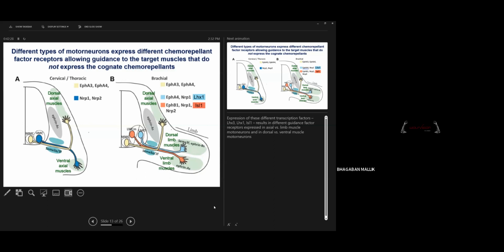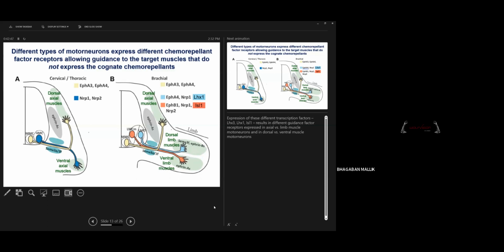Here showing classification of different ephrin and Eph receptors. Here you have different ephrins and Eph receptors, all these things. So you require different receptors, different signals. Hox genes. It's a very complex network for axon guidance.